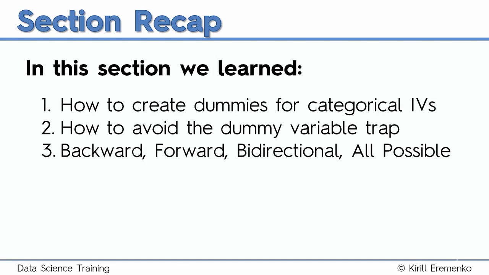Number 3, we learned the backward, the forward, the bidirectional, and the all possible methods of creating models. The all possible method here is the one where you create all of the models and then you just compare them and you find the best one. So we actually went through step-by-step blueprints for every single one of these methods, and hopefully you can take them away, and whenever you need to reference them, you will know exactly where to find them, or you will already know how to perform these methods.